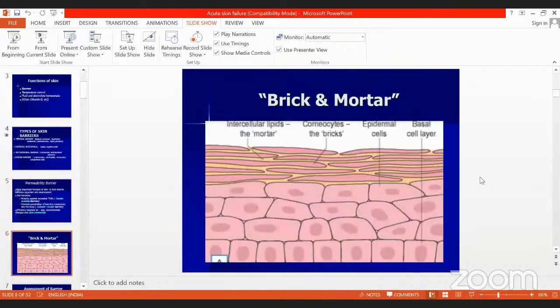This is the classical brick and mortar model of the skin. It's not just simple keratinocytes attached to each other. The keratinocytes are there, all right. They form the bricks, but they are cemented together with intercellular lipids, which form the mortar. You have the epidermal cells and the basal cells. They all have to be cohesively working together to have that permeability barrier, which we just spoke about.